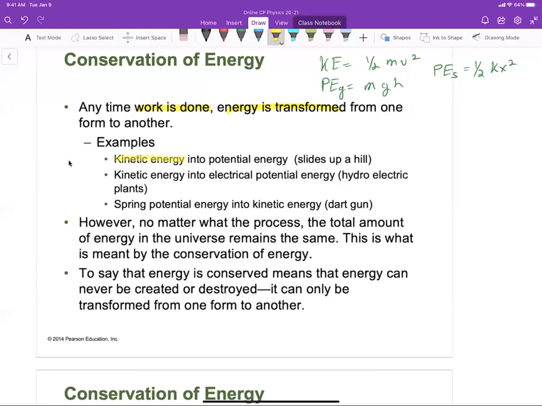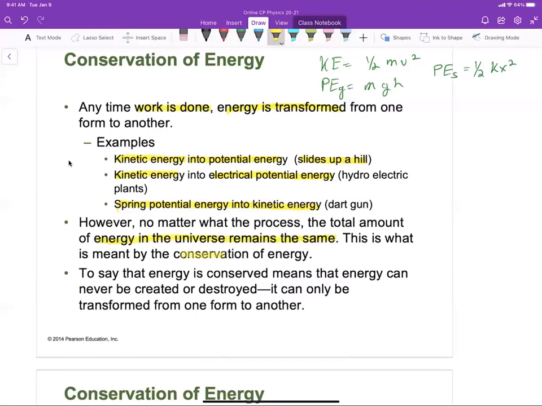So kinetic energy gets transformed into potential energy. For example, something is moving and slides up a hill, kinetic energy can be turned into electrical potential energy, like hydroelectric plants, like a dam, for example. We can have a spring, and that potential energy in the spring is converted into kinetic energy, like a dart gun. No matter what we do, the energy in the universe remains the same.